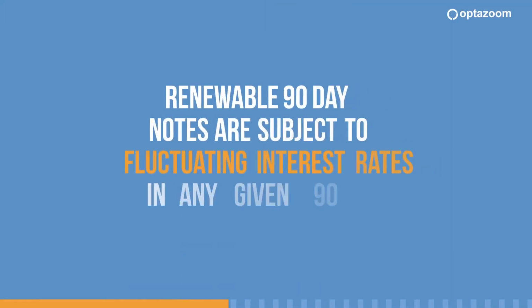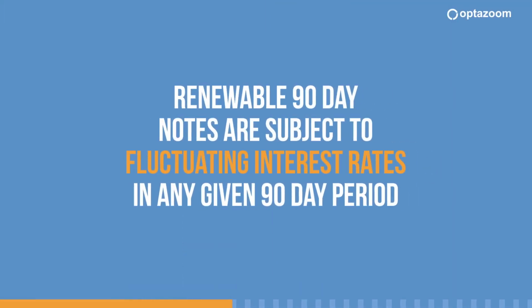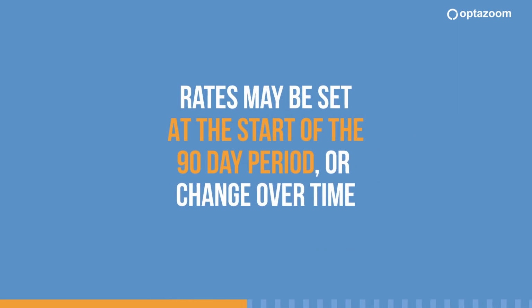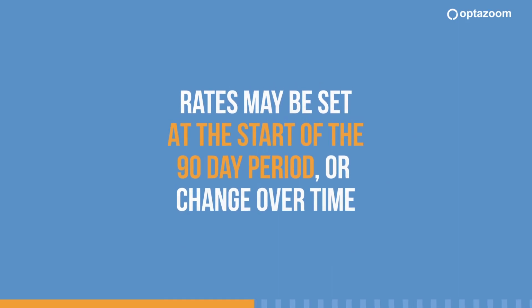However, renewable 90-day notes are subject to fluctuating interest rates based on the prime lending rate during any 90-day period. Rates may be set at the start of the 90-day period or change each time the prime rate goes up or down. In the latter case, the rate may change many times during the course of the life of the note. Simple interest short-term bank loans are a preferred means of borrowing money to purchase equipment and start a practice.